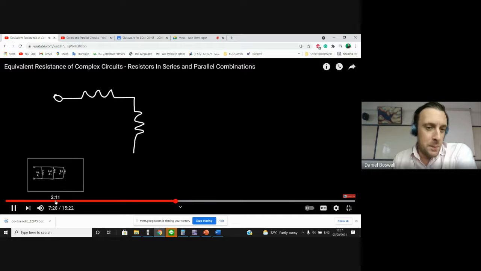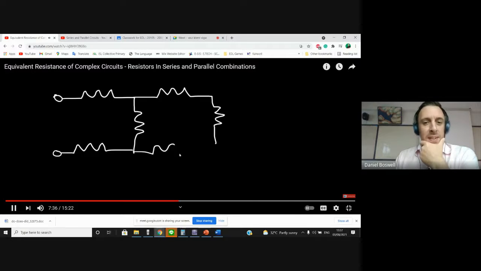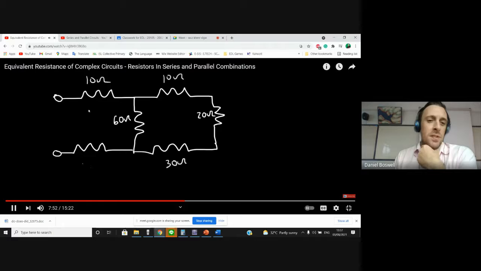Things become a little bit more complicated now. So we're going to have 1, 2, 3, 4, 5, 6 resistors: 10 ohms, 20 ohm, 30 ohm, 60 ohms, 10 ohms, 20 ohms. Okay.